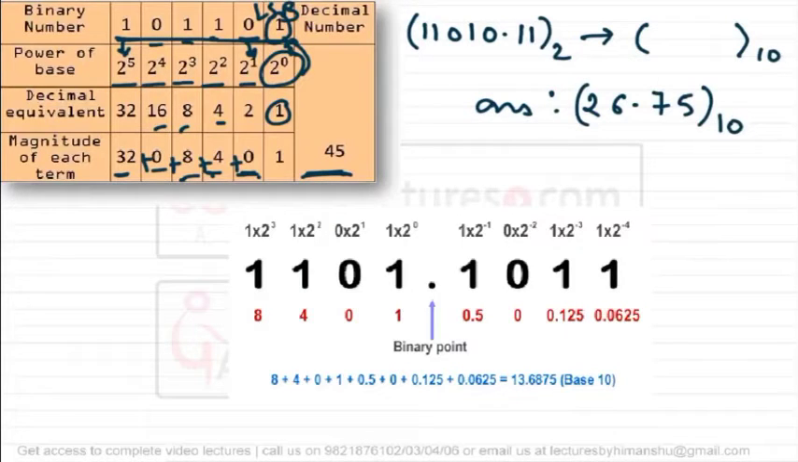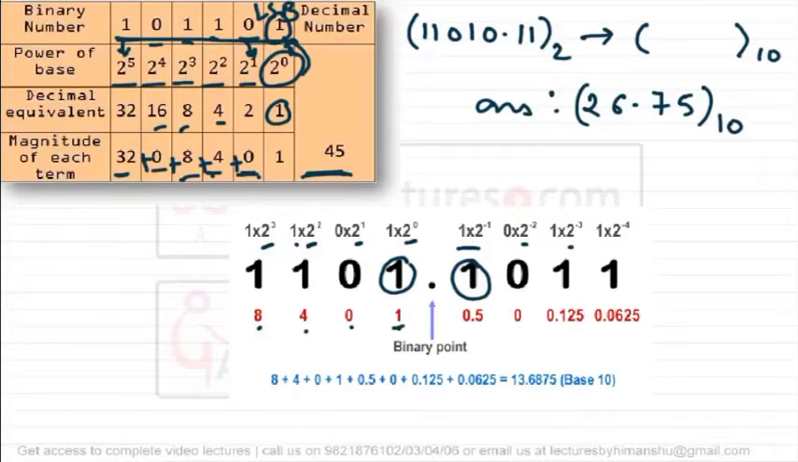Now look at one more example. We are given a binary number 1101.1011 and you have to convert it into a decimal number. See, these are the weights. What is going to be the weight of this bit? It's 1. And what is going to be the weight of this bit? 2 power 1. Then 2 power 2, 2 power 3. Then we multiply these weights with the digits. 1 into 1 is 1. Then you multiply this with 0, you get 0. You multiply this with 1, you get 4. 1, 8.